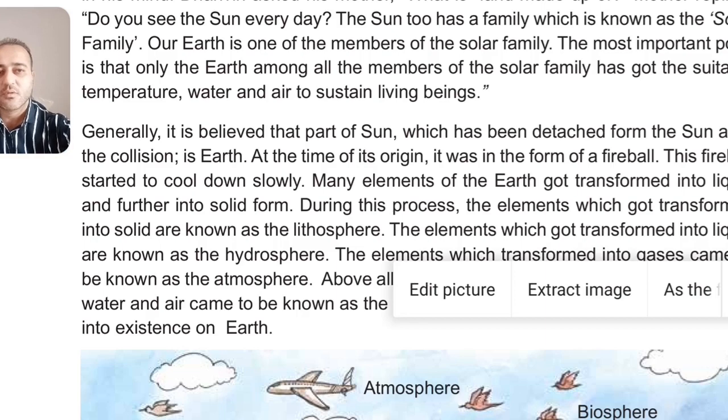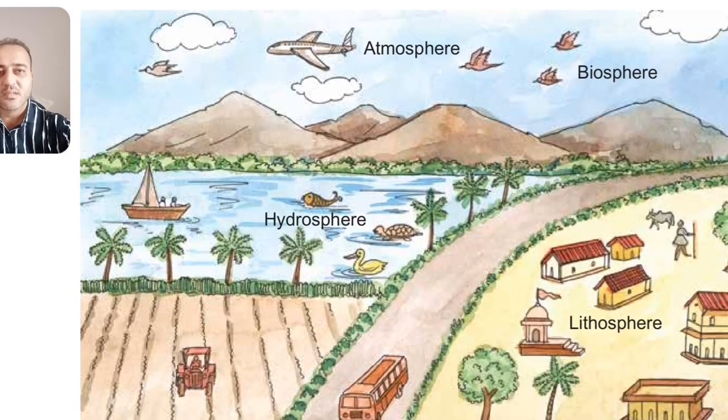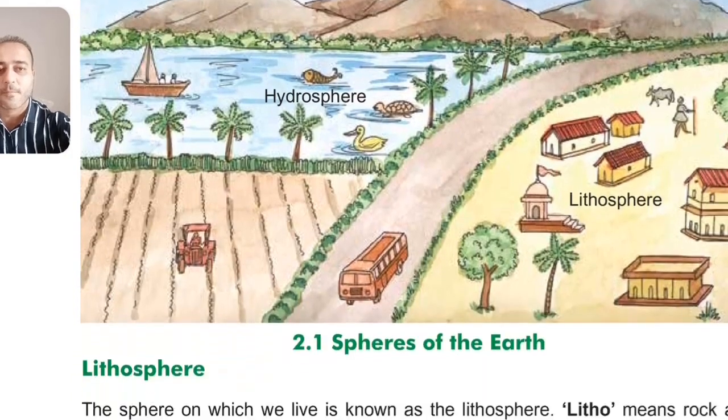Here in the given picture, you can see the upper layer, that is the atmosphere. Then the water is given, which is known as hydrosphere. And then you can see the land surface, which is known as the lithosphere. And the combination of all these three layers forms the biosphere, where we all living organisms are living.